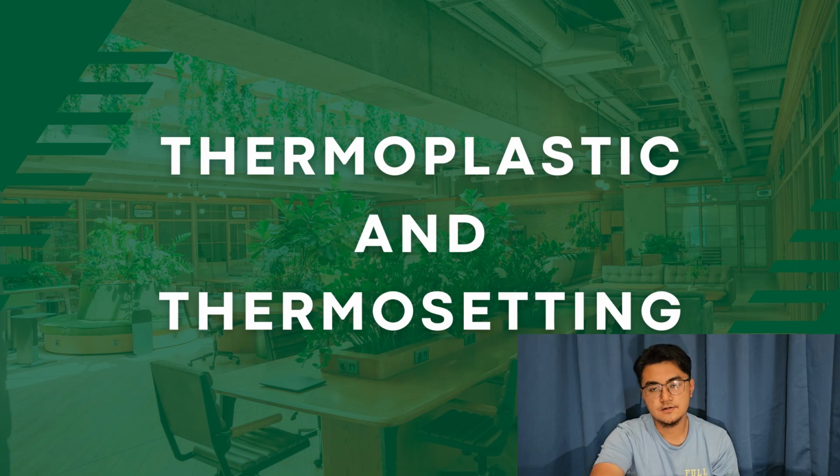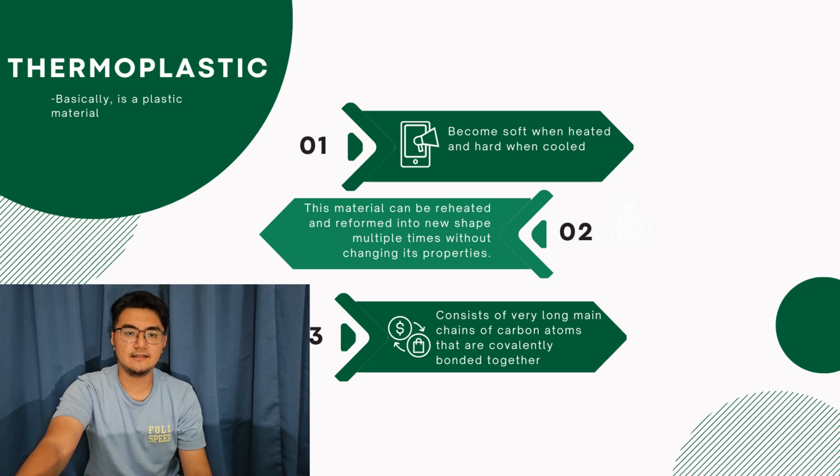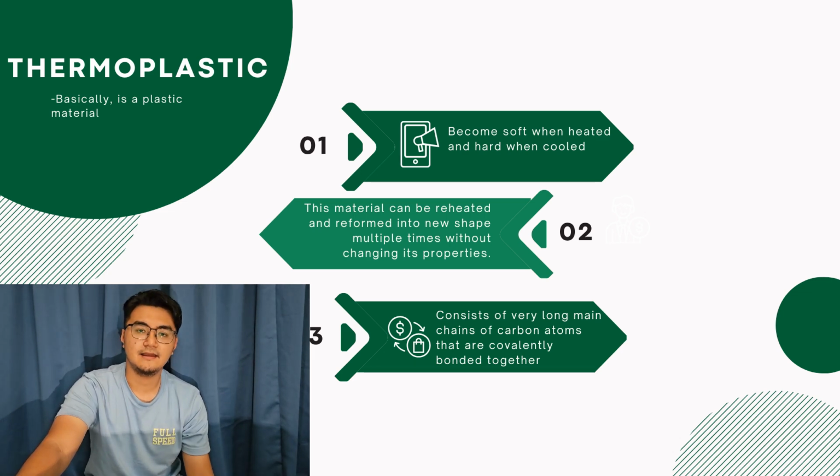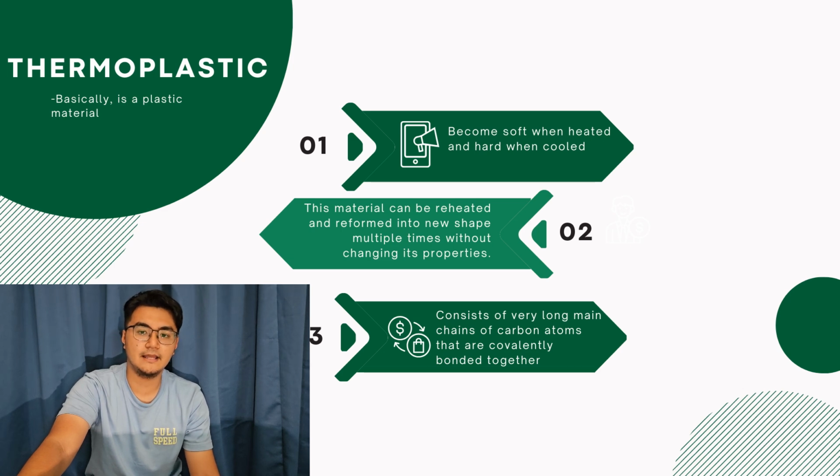So in this part, we will see the thermoplastic and thermosetting and the difference between them. Thermoplastic is a plastic material whose shape can be changed when heated, which is it becomes soft when heated and hard when cooled. This material can be reheated and reformed into new shapes multiple times without changing its properties. Thermoplastic consists of very long chains of carbon atoms that are covalently bonded to each other.